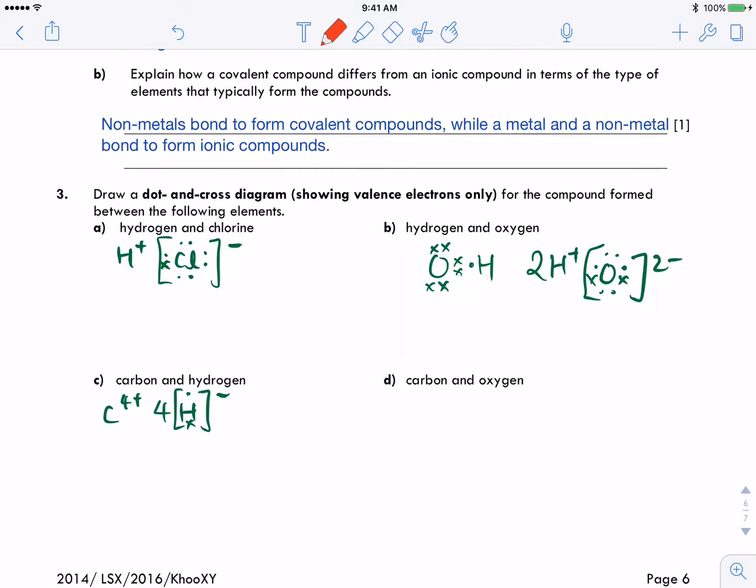Now the common mistake for part 3 is that you draw the wrong type of dot and cross diagram. Hydrogen, again, is a non-metal. Chlorine is also a non-metal. So non-metal, it should be a covalent bond.